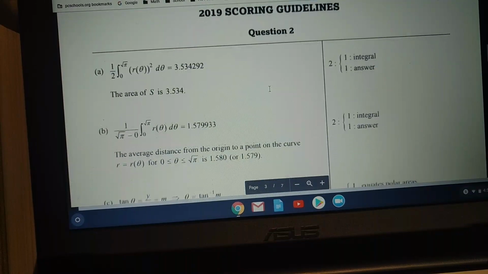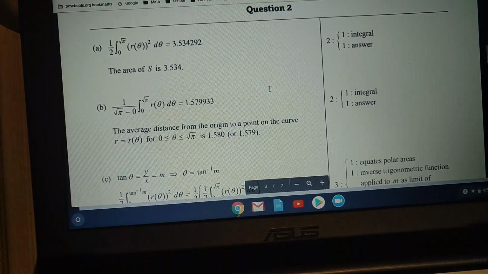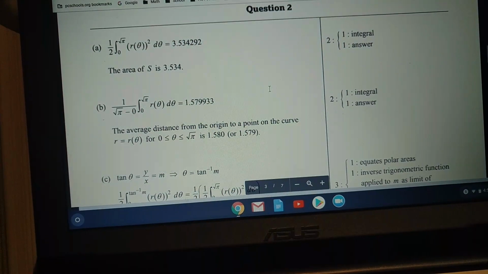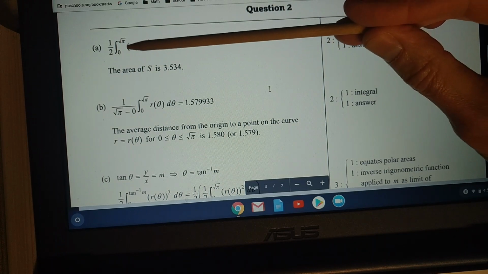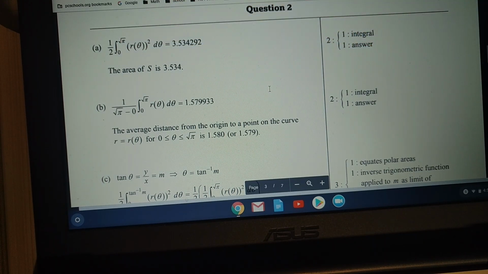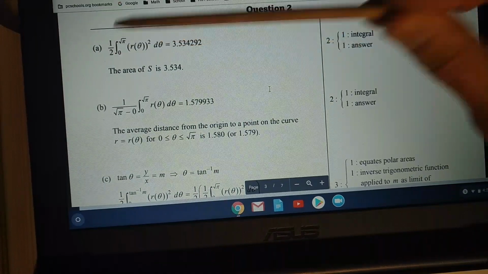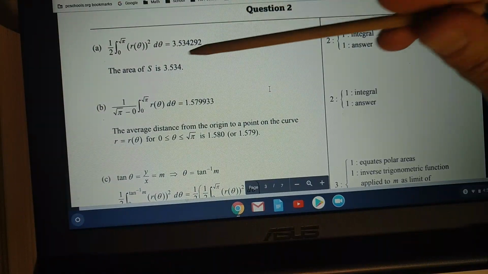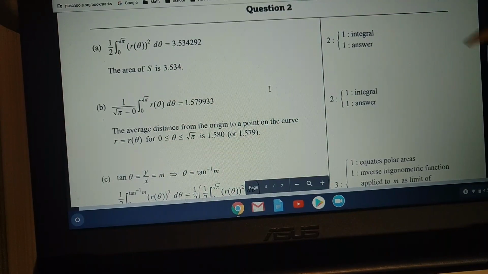Question number 2 is one that I actually scored. So we'll see how well I remember exactly what we accepted. So for part A, you get 1 point for your integral. That includes limits, and it includes the r of theta function that is squared. Okay, to get that integral point, you must have the correct limits, and you must have that correct function squared. This 1/2 could be inside or outside. It's not required though for the integral point. So if you forgot the 1/2, you can still get your integral point. And then when you go ahead and evaluate, and if you get the answer, then you get the second point.